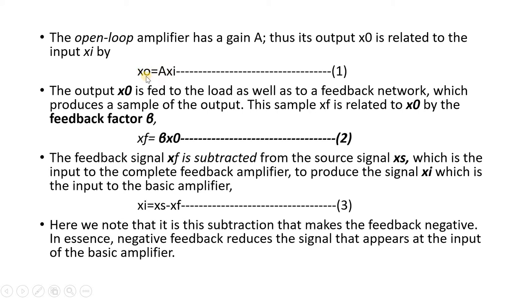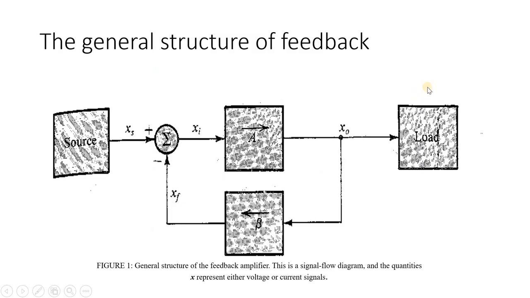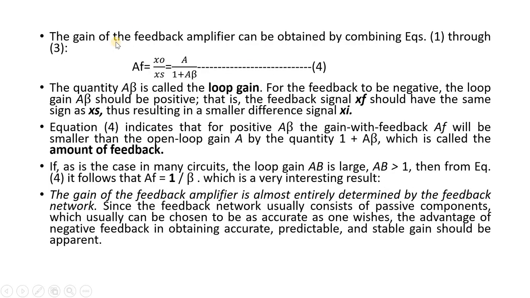So the gain AF is nothing but the gain of the entire feedback amplifier, which is output by input. What is the output here? X naught. What is the input? Xs, right? So x naught divided by xs gives us the equation A divided by 1 plus A into beta, where A is the open loop gain and beta is the feedback factor. The quantity A into beta is called the loop gain.